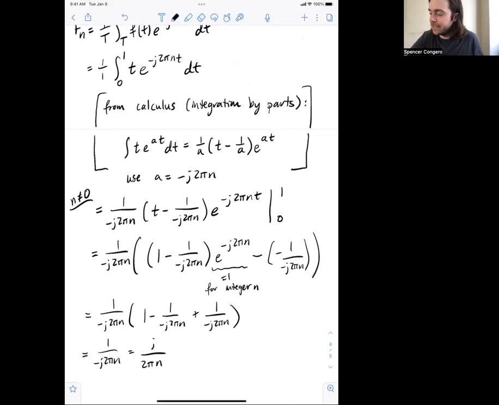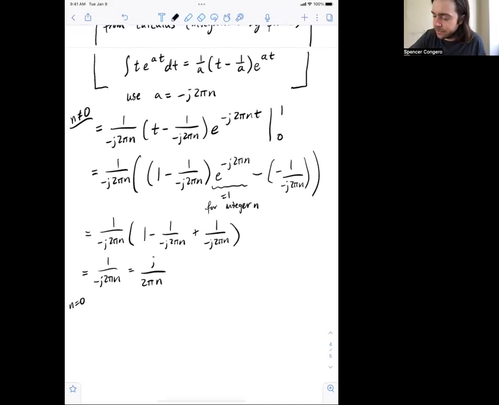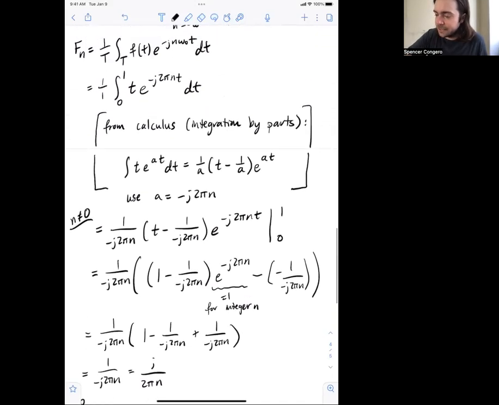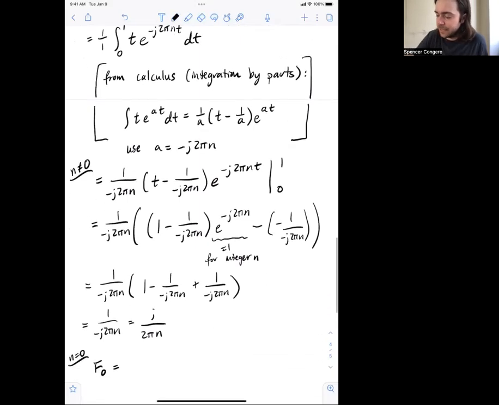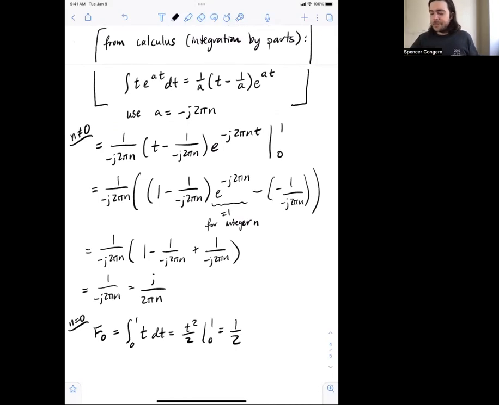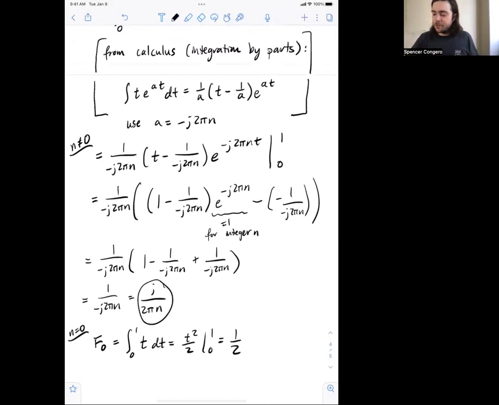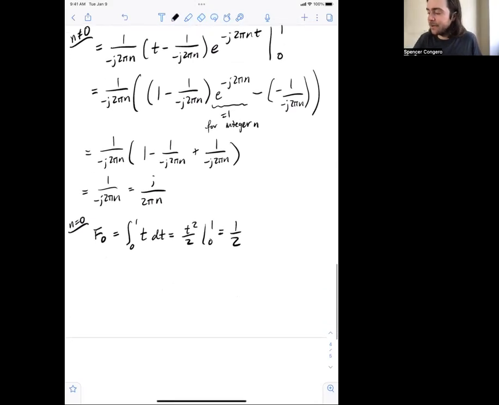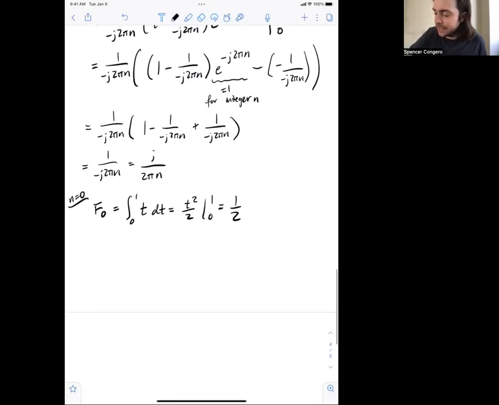wasn't 0. What about when n equals 0? Let's just consider that case real quick. It's pretty easy. We just need the 0th Fourier series coefficient. I can just go back to the beginning and plug in 0 for n straight away. So I'm just going to get the integral from 0 to 1 of t times e to the 0, which is 1. This is just t squared over 2 from 0 to 1, and so I just get a half. Okay, so f sub 0 is a half, and f sub n equals j over 2 pi n for any non-zero n. Okay, so what does that tell us?